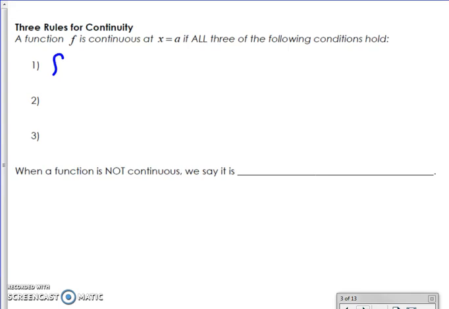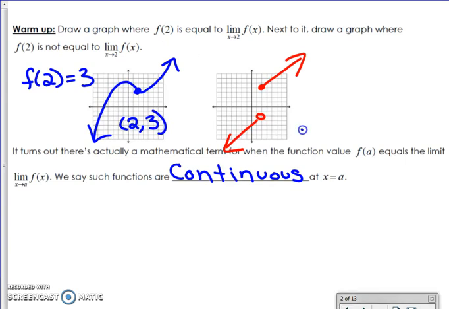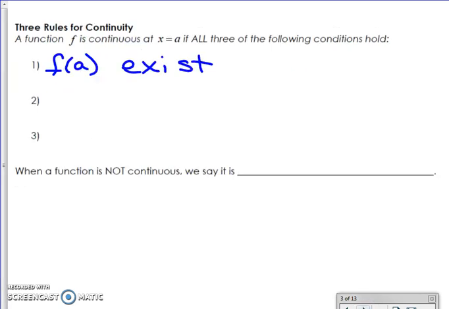So for it to be continuous, first of all, f of a has to exist. What does that mean? It means that on that last example, looking at this one over here, if this was a closed circle too, that would have been bad because there would have been no f of 2. So f of whatever has to exist, okay? And the second rule is that the limit as x approaches a of f of x has to exist as well.